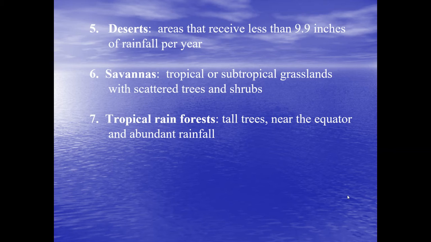And our last one, as we get to the equator, are the tropical rainforests. These are the tall trees, lots of plant life. Near the equator, lots of rainfall, a great diversity of plants and animals because there is so much rainfall.